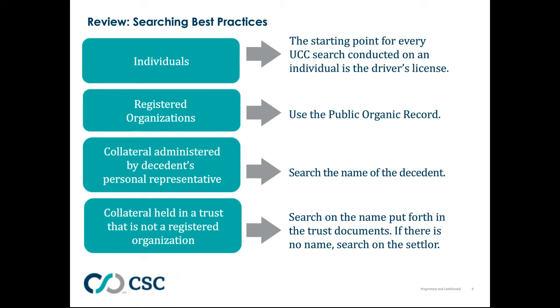When you're doing a search and there are UCCs where collateral is administered by a decedent's personal representative, you're going to search the name of the decedent. And when you're doing a search for UCCs where the borrower or the debtor is listed as a trust, then you'll search on the name that's put forth in the trust document. If there is no name in the trust documents, then you're going to search on the settlor.